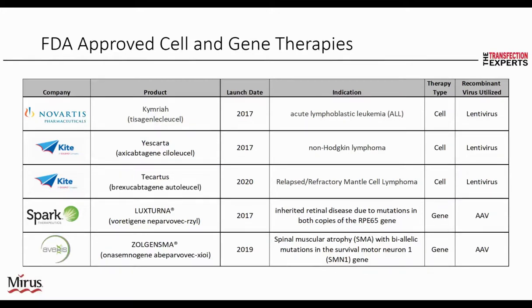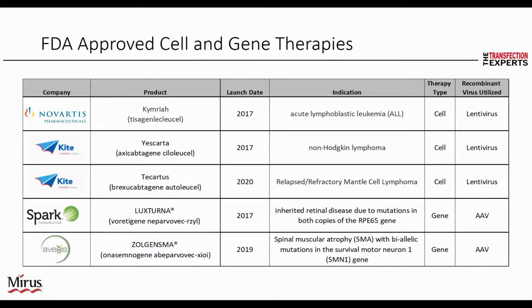In 2019, Avexis introduced Zolgensma, an AAV-based therapy designed to treat spinal muscular atrophy. Each of these therapeutics is groundbreaking and life-changing, and according to recent reports from sources such as BioProcess International, there are more than 1,000 cell and gene therapies in development in 2020, with the potential for greater than 10,000 cell and gene therapy clinical trials by 2026.